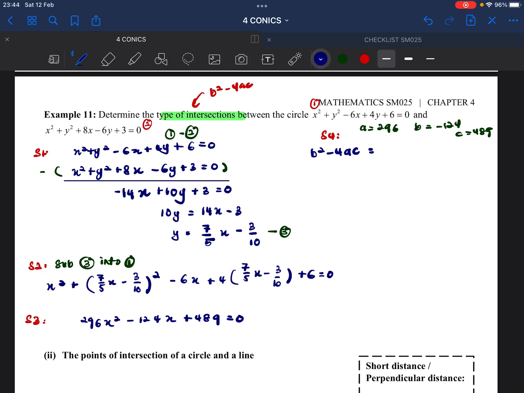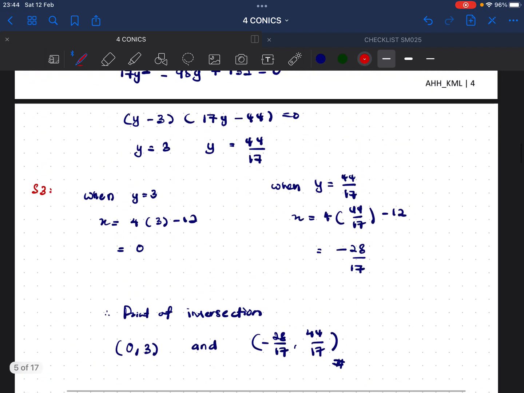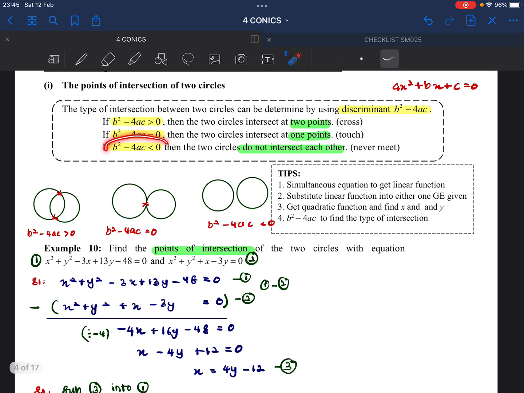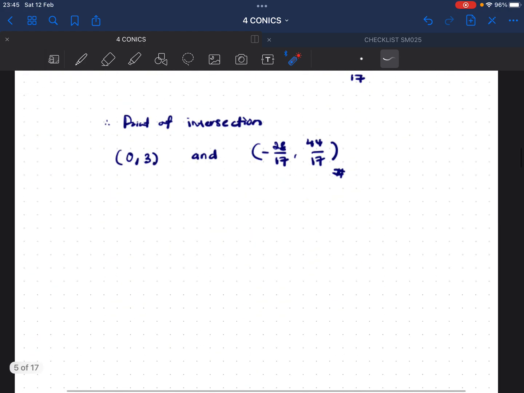Now we're going to substitute everything. b squared minus 4ac equals negative 124 squared minus 4 times 296 times 489. Put everything in your calculator and you'll get negative 563,600, which is a negative value, less than 0. So refer back to what we have seen here. Whenever your discriminant is less than 0, what is the type of intersection? They do not intersect each other. That means no intersection point.